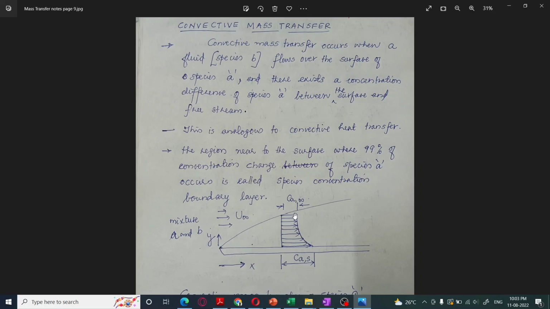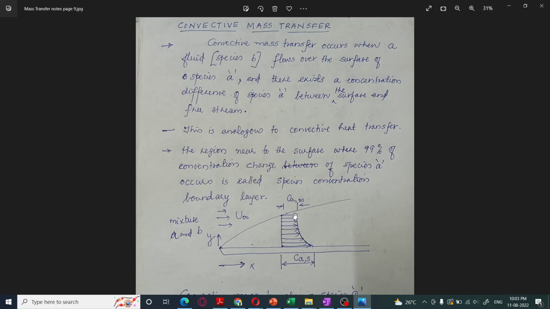Now we have convective mass transfer. Just like we have conduction heat transfer and convection heat transfer, there will be mass diffusion and convective mass transfer. Convective mass transfer occurs when a fluid flows over the surface of species A.